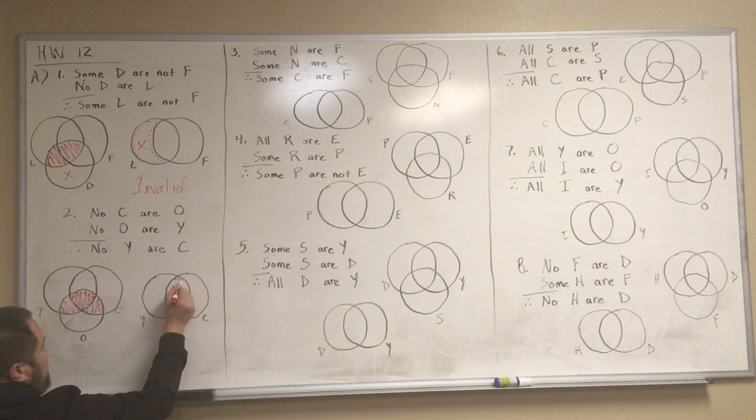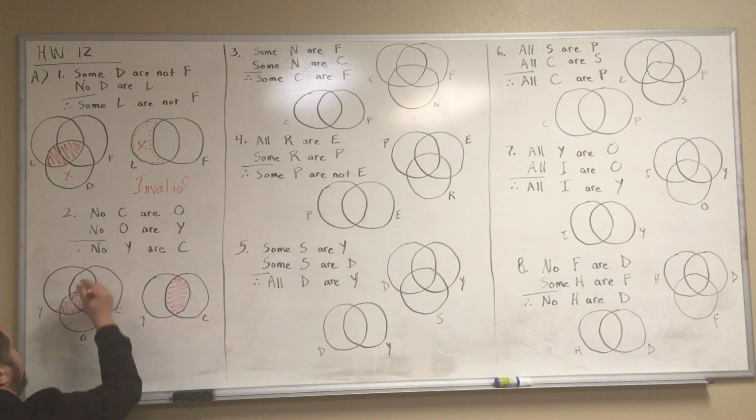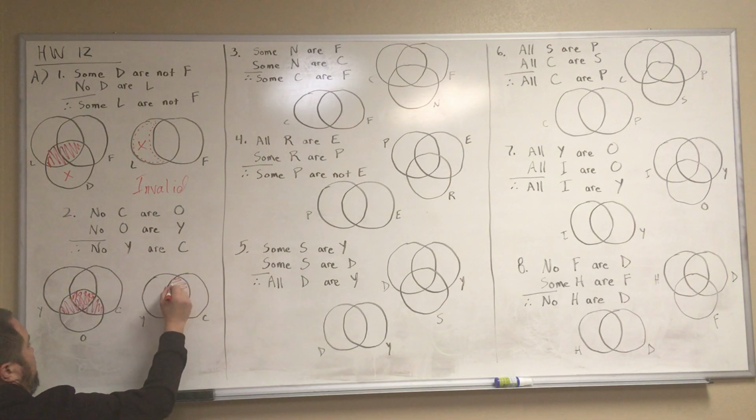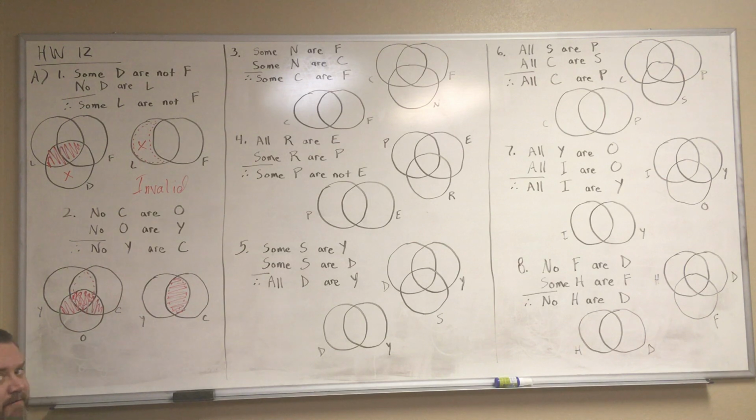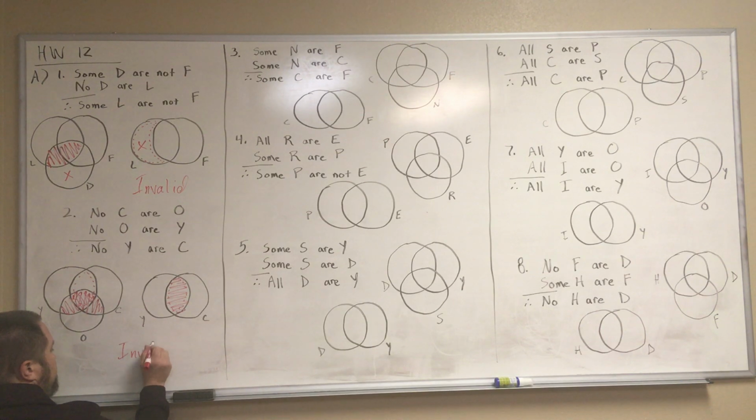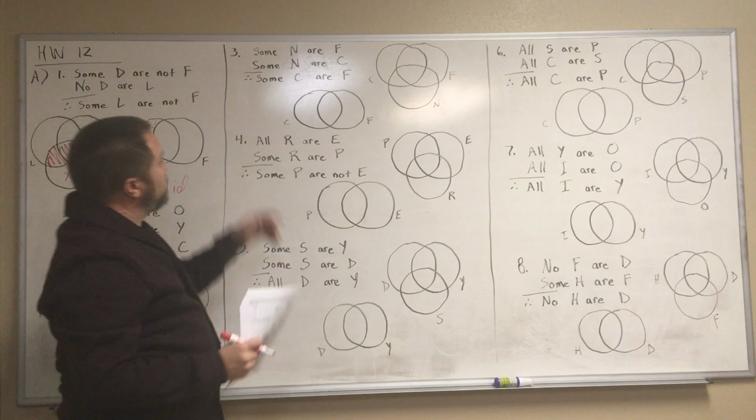No Y or C is the conclusion, so we put that in a separate 2-circle Venn diagram. We're looking for this space right here, and it's partially filled in, but it's not entirely filled in. So if we don't have all of the information that it gives us, or that it's asking for in the conclusion, it's invalid. So we'll move on.